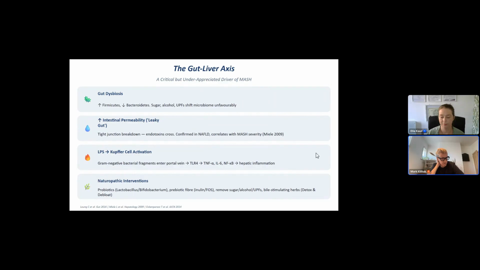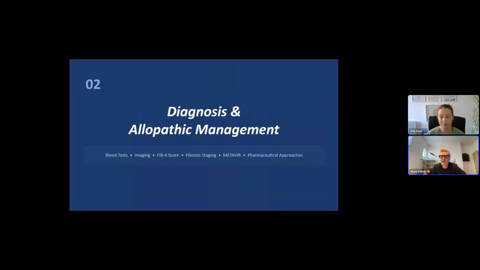So if I can now talk about the diagnosis, if we can move on to the next slide, please, Ellen. Although we often think about the diagnosis within the allopathic world, there are certain things we can look at in blood tests that can help with the diagnosis, even within our clinic. So if we go to the next slide, I'll work through those.